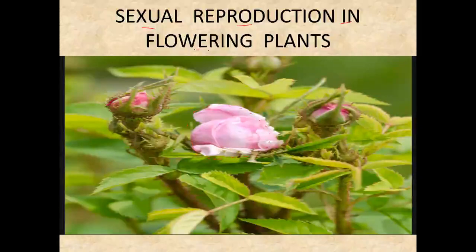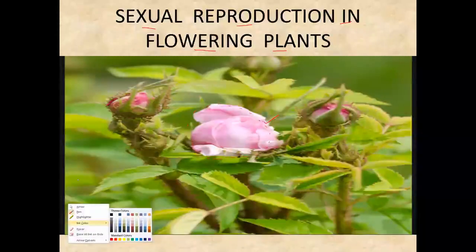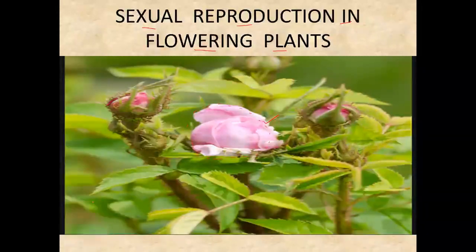Flowering plants, that is angiosperms and all. Here the sexual reproduction is brought about by what? From these flowers only. So today let us take flowers as the major part that plays an important role in sexual reproduction in the flowering plant. Next we will see how these flowers help in sexual reproduction.